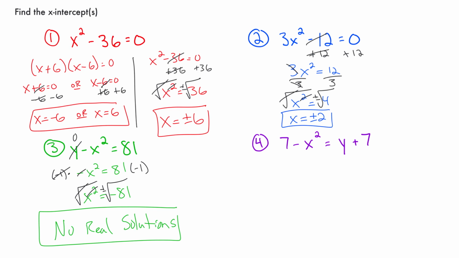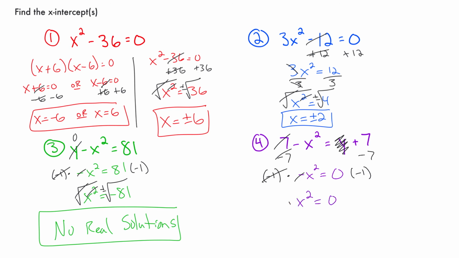Lastly, problem 4. The y value is 0, so you can kind of just imagine it doesn't even exist in the problem. Subtract the 7 from both sides. You will get negative x squared is equal to 5. Sorry, not 5. 7 minus 7 is 0, Mr. Silva. Multiply both sides by a negative 1 to get rid of the negative in front of the x squared. And we'll be left with x squared equals 0 times negative 1 is 0.